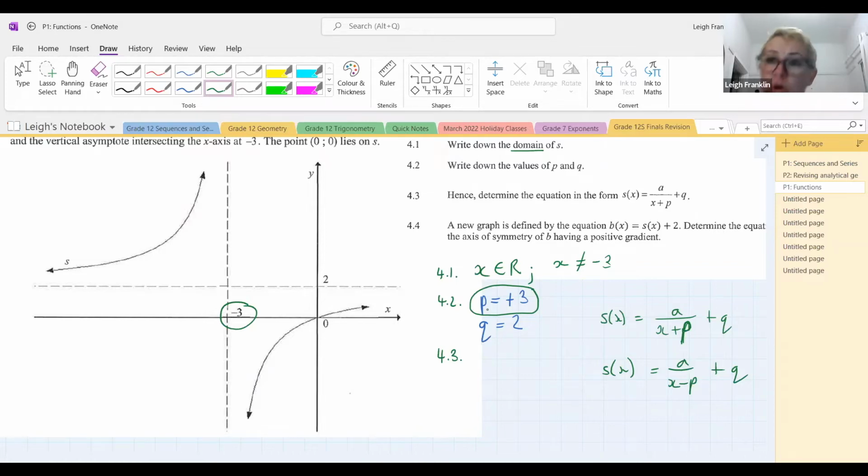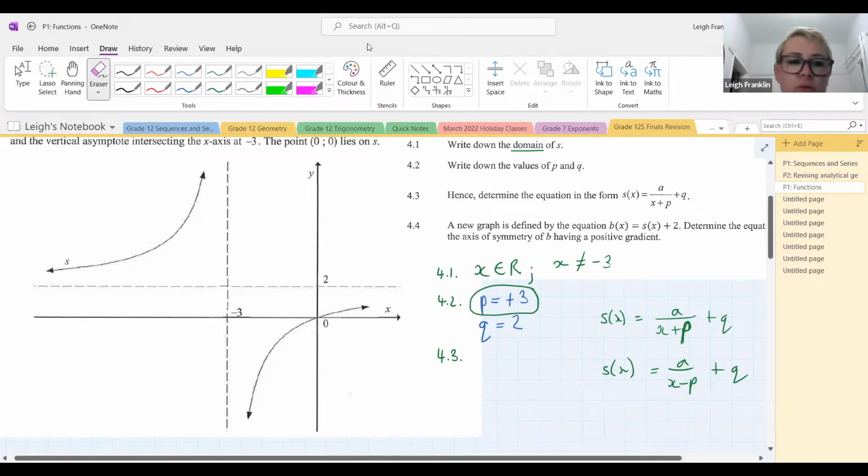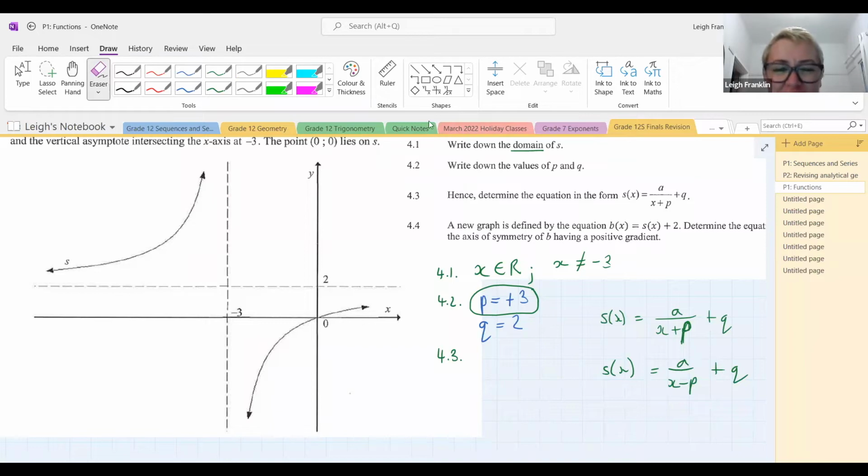Thank you, ma'am. Okay, no problem. All right, so just always change the sign of P. Whatever you see here, you write the opposite of that, and then you'll never get it wrong. Okay.